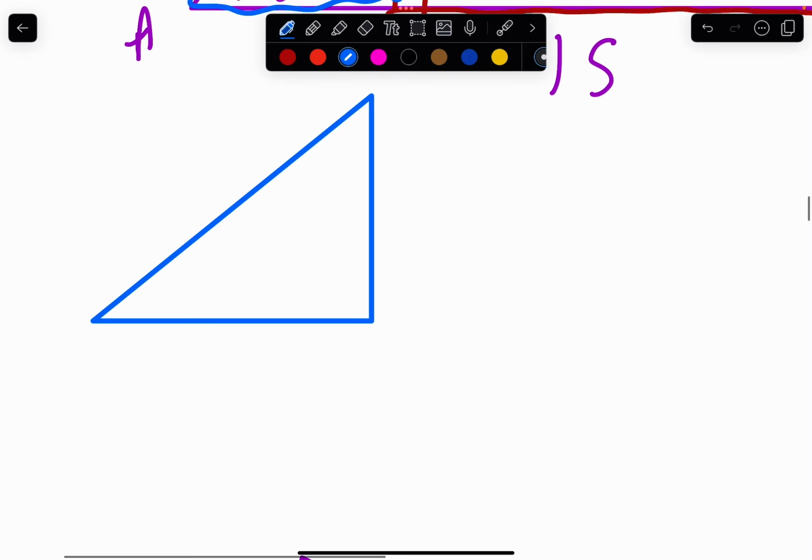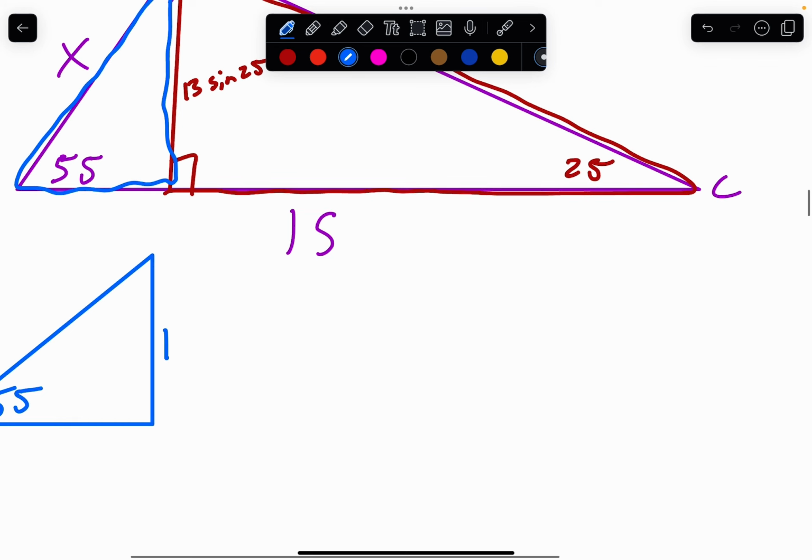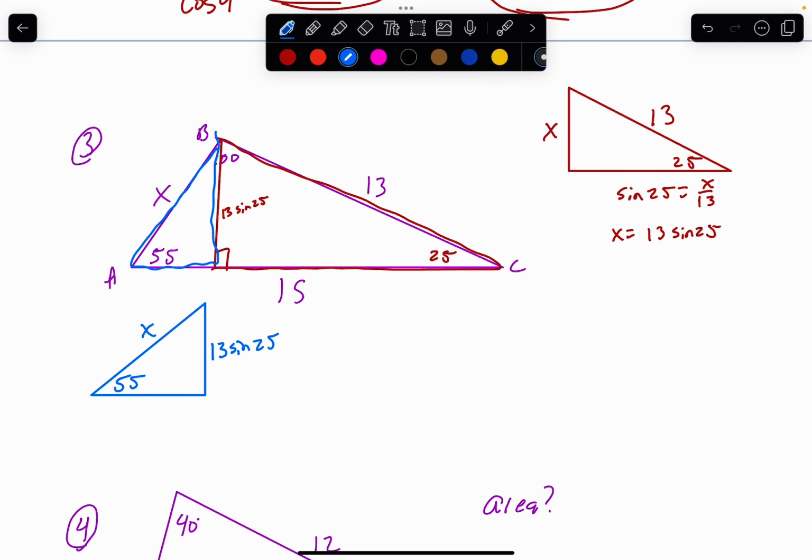And on the blue triangle, this is 55. And we know that this is 13 sine 25. And we're looking for this side, x. And I should not have called this x because there's another x in the problem already. I'm going to fix that right now because I don't like it. I can call it anything else, but not x. X is already taken. So I'm going to call it y, y, and y. There we go. That feels better.